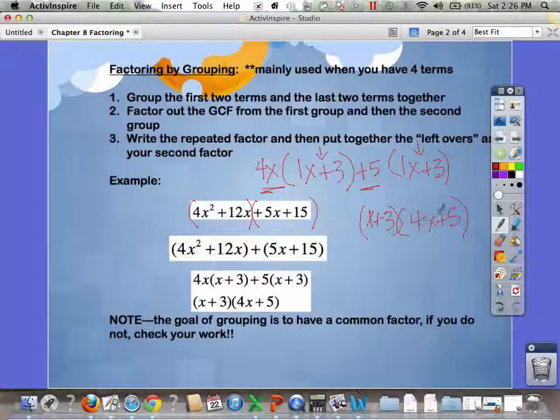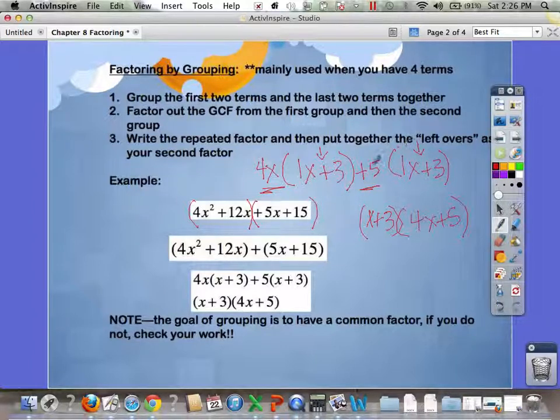All right, now it does not matter if you put the 4x plus 5 first and then the x plus 3, but you need to make sure that they are grouped together, okay? You can't just put it together and then start adding things. These are separate quantities, this and this, so it has to be separated, right? So the goal of grouping is to end up with that common factor right here, and if you don't, like I said, you need to go back and fix it.